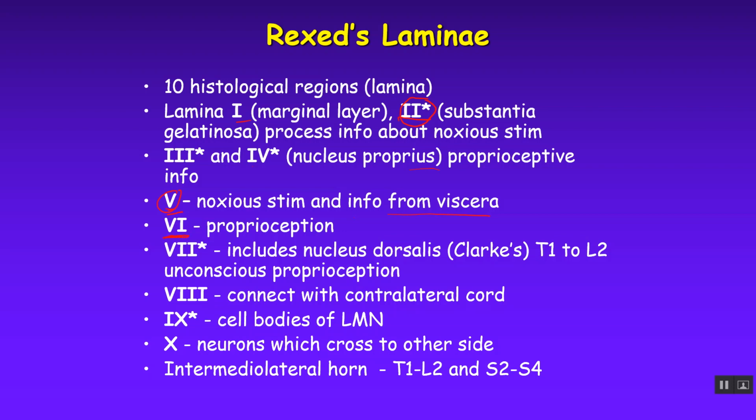Lamina 6 is also involved with proprioceptive information going there. Lamina 7, this is where the nucleus dorsalis, or Clark's nucleus, is, in that T1 to L2 region for unconscious proprioception. Remember that posterior spinocerebellar tract ascends up in your fasciculus gracilis to that level. If it's coming in below that L2 region, L4, L5, S1, all that stuff comes up to that, makes that initial synapse at the nucleus dorsalis, or Clark's nucleus.